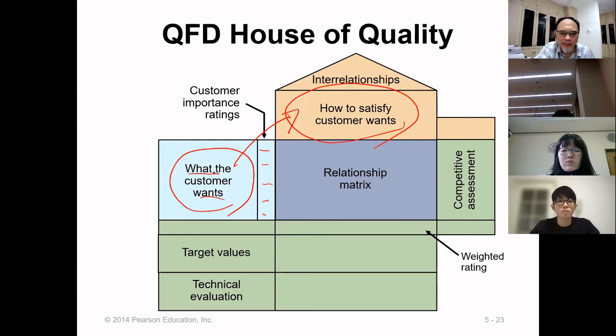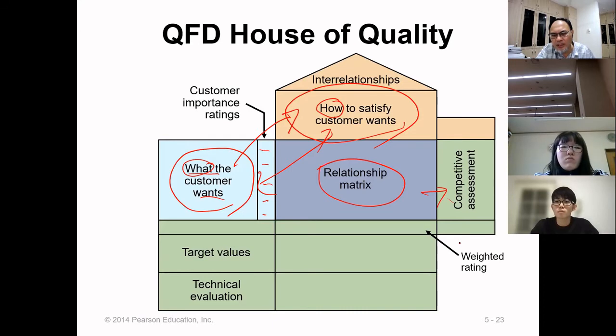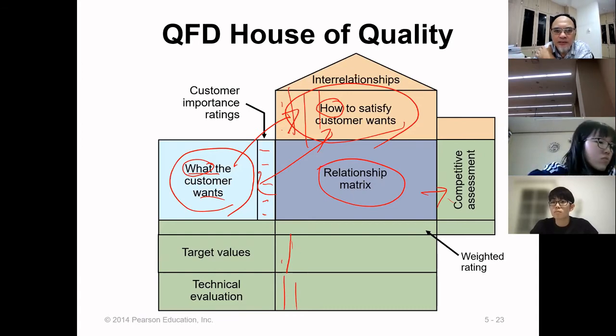Okay, so this is the what, this is the how, and you have a relationship matrix which relates the wants and hows, and you do the competitive assessment with your competitors or similar products produced by other companies. And for each different how, you can determine the target values and the technical evaluation, and you can see the interrelationship.